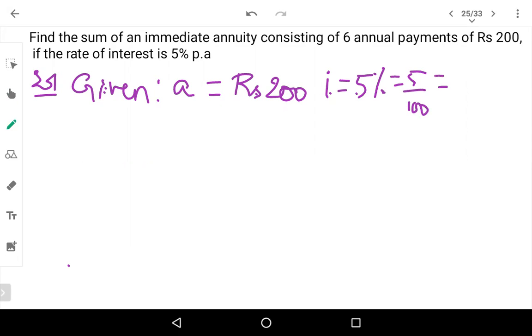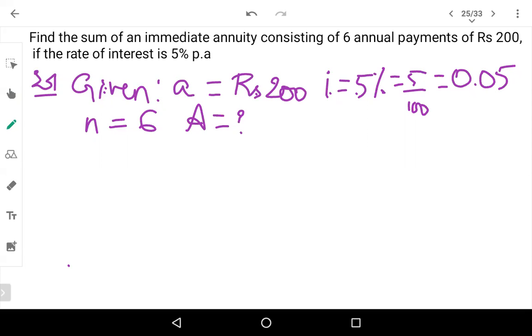So in this we are supposed to take the percentage format and the simplest format of it, and then the number of payments, that is n, is equal to 6. So they are asking us the amount or the sum of the total annuity. So we are going to pay 6 annual payments. So 6 years we are going to pay 200 rupees for the rate of interest of 5% per annum.